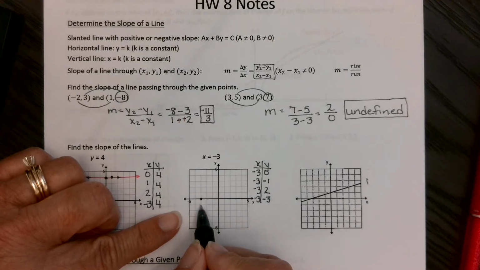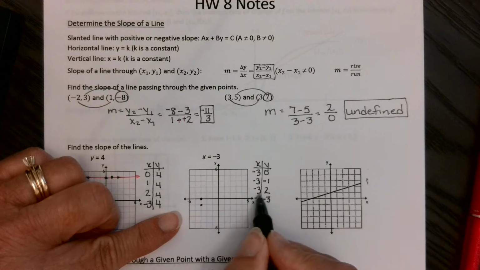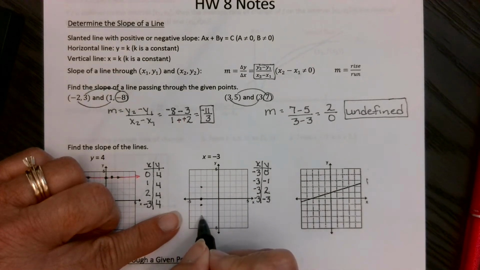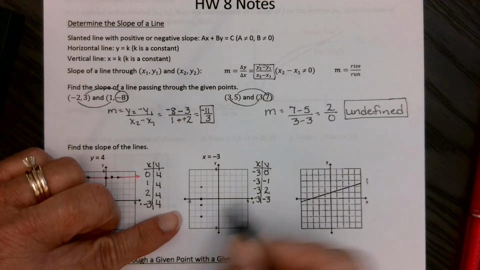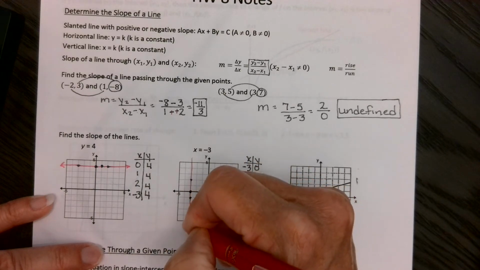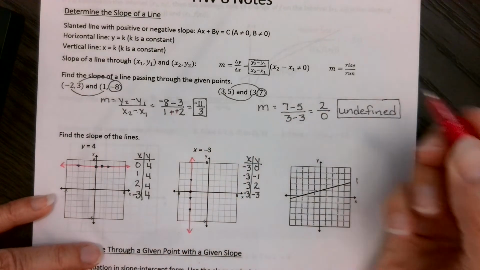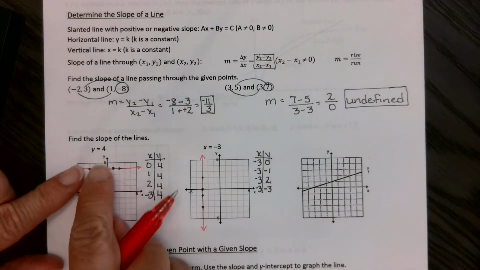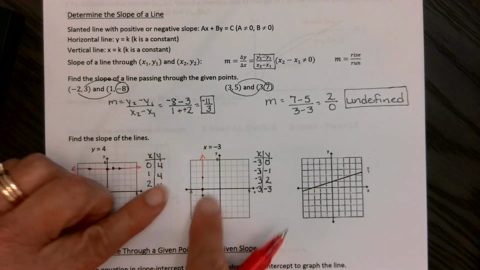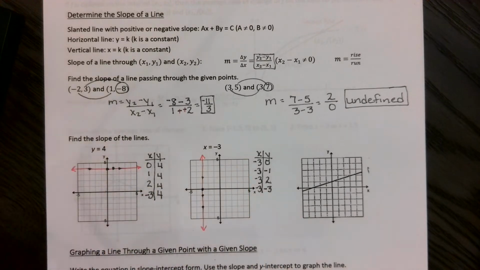Left 3 down 1. Left 3 up 2. Left 3 down 3. 1, 2, 3. So you have a vertical line. And we will deal with this all semester long. So if it's a y equals, it's a horizontal line at that number. If it's an x equals, it's a vertical line at that number.